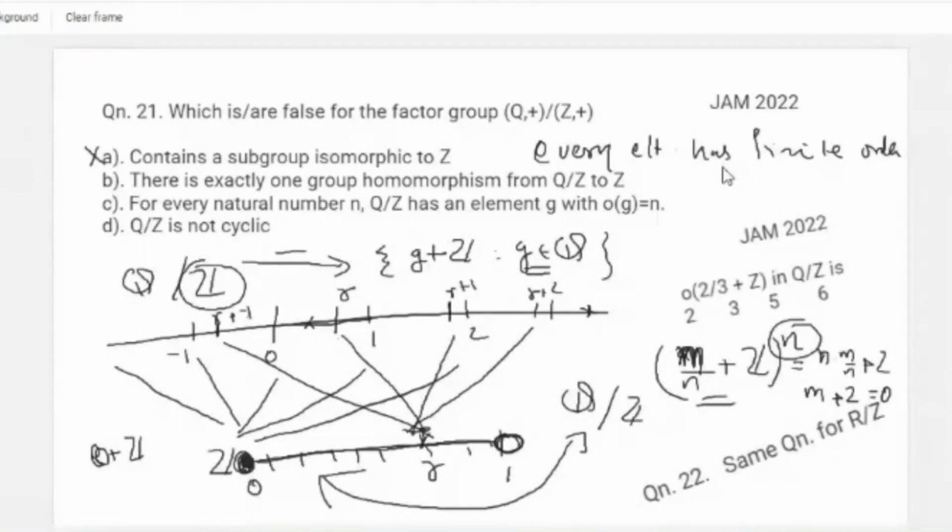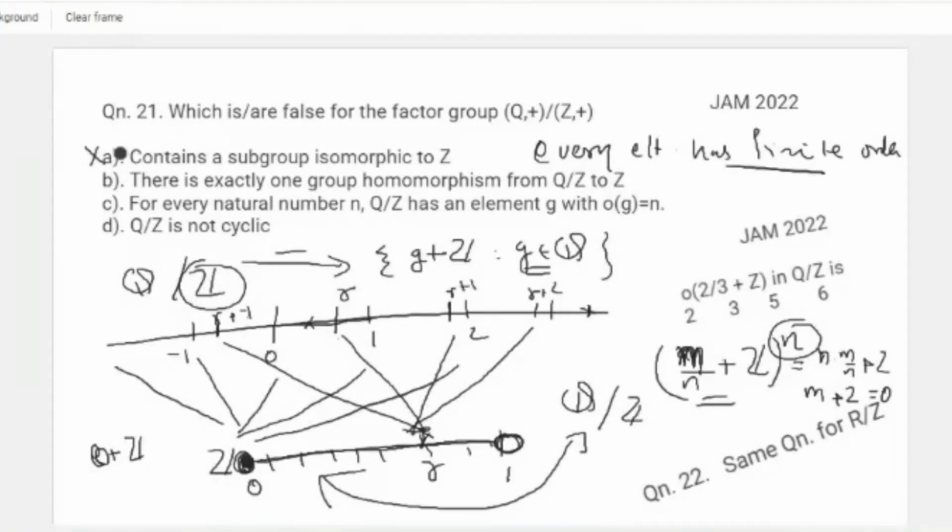Because of the structure of rational numbers, you can take some power and go to the integers. So 1 is not wrong. There is exactly one group homomorphism from Q or Z to Z. There is only one homomorphism.